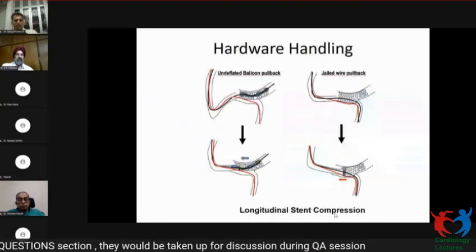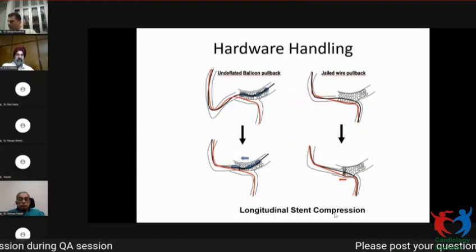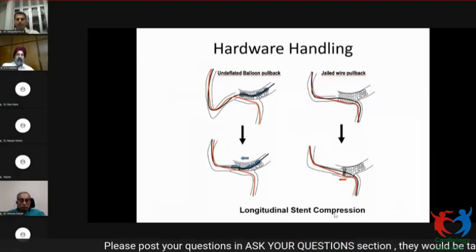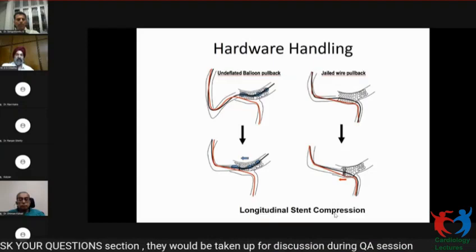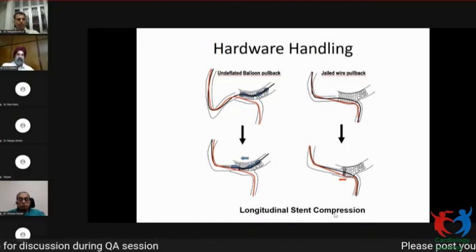Hardware handling, especially when you're doing a left main, is very, very important. And this given case example shows you how a guide catheter, while you're taking out the jailed wires or the wing balloons, can cause longitudinal compression of the stents. So be very, very careful of this while doing your left main stenting.